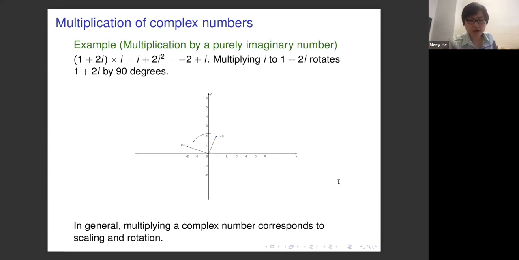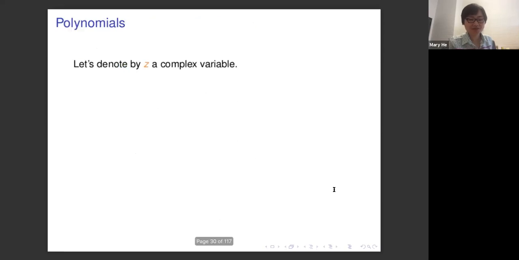So in general, if we multiply a complex number to another complex number, so this complex number can have both x part and y part, so it's not necessarily just a real number or purely imaginary number, then this corresponds to both a scaling and a rotation. So we will see this later in our more interesting and fancier iterated function systems.